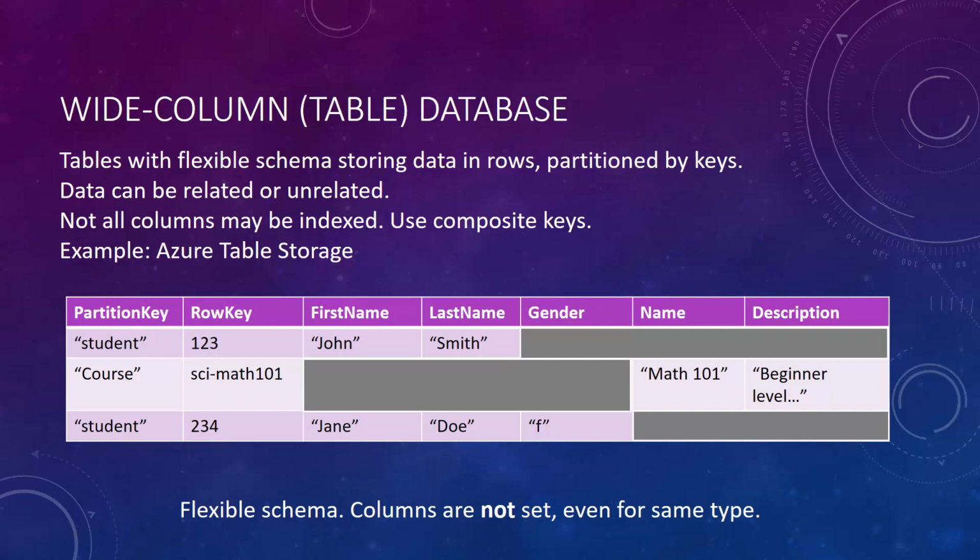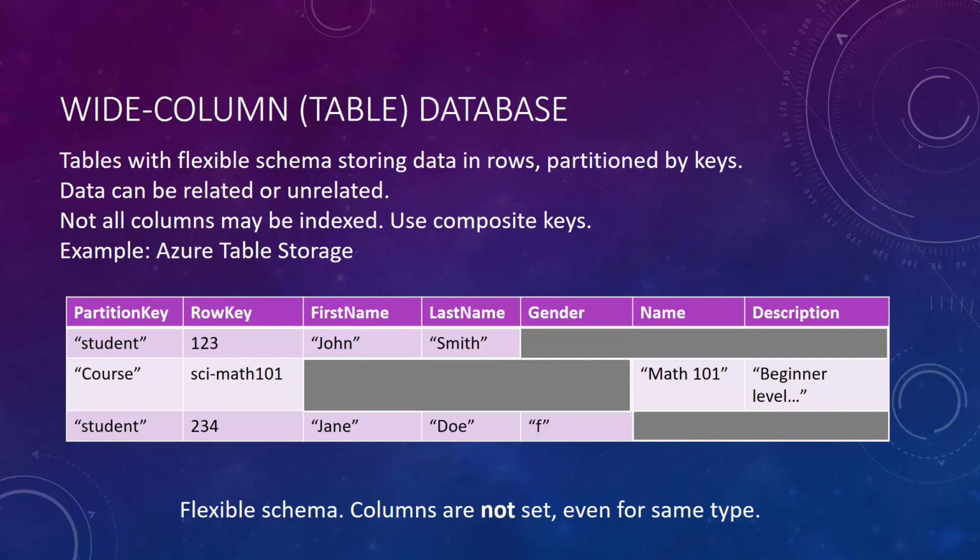Now, you may have noticed that I grayed out the columns that are not used. And I did that for a reason. The reason is that as far as the database is concerned, for that particular entry, let's say John Smith, the only columns that exist for John Smith are partition key, row key, first name, and last name. The gender, name, and description columns do not even exist. Now, if you're coming from a relational database background, you may think that, for example, the gender column exists for John Smith and its value is null, but that is not the case at all. As far as that particular entry is concerned, gender column doesn't even exist.